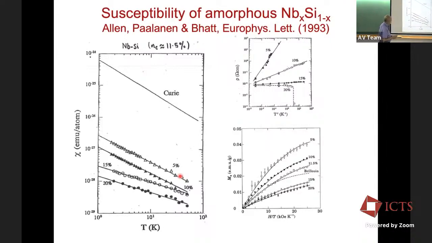Of course, the local moment number is very small. If you look at the Curie susceptibility, it is 2 to 3 orders of magnitude higher. Whereas in the phosphorus doped silicon case, the susceptibility was always a factor of 10 or 20 below Curie. Here it's a factor of 1,000 below that. So the number of local moments in this system is much smaller.